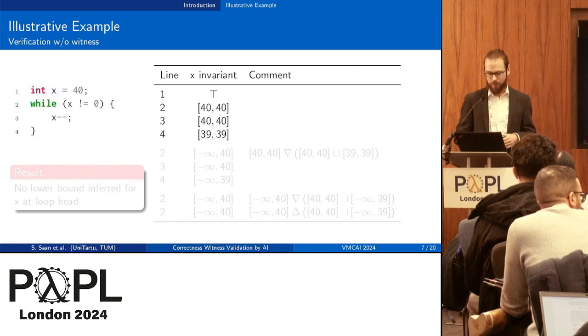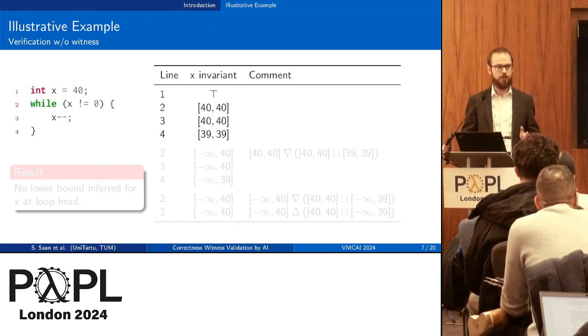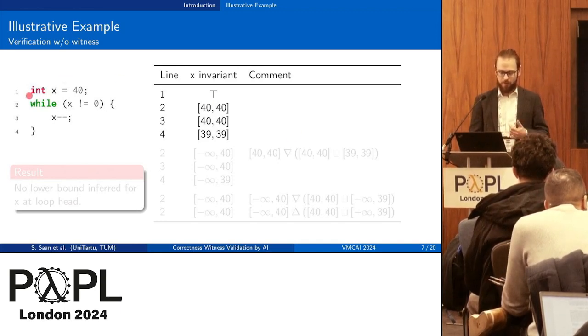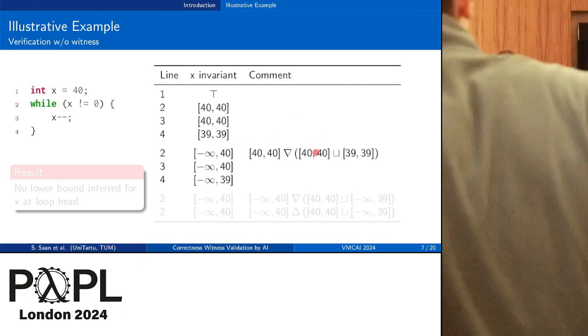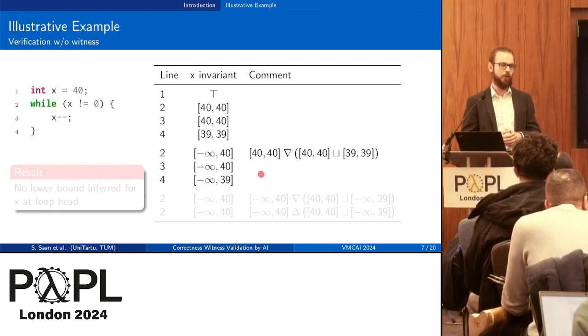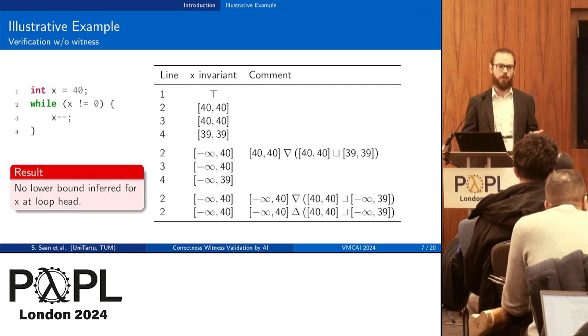I will illustrate our technique with a small example. First, there's no witness. We will just do a normal interval analysis on this tiny program on the left. At the end of the first loop iteration, we first get there with the interval from 39 to 39. At the beginning of the second iteration, this is joined with the initial value. It's a loop head, so we apply widening, and we lose the lower bound on this variable. Then we can do another iteration and we reach a fixed point. We can try doing narrowing there, but this won't help in this case.